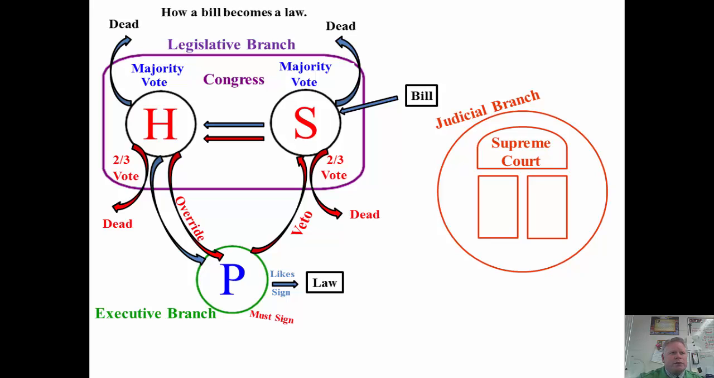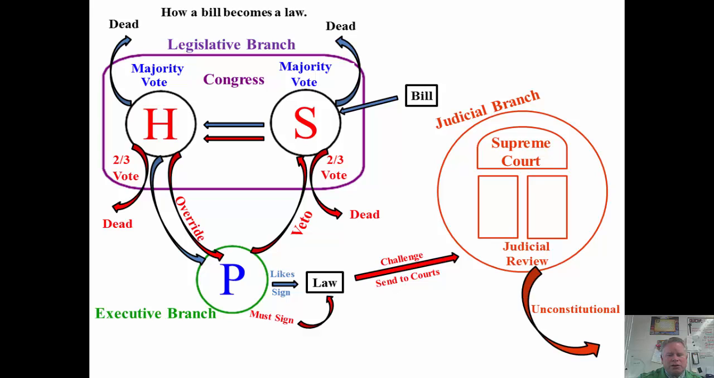Well, if he still doesn't like it, or if this law gets challenged, it can be sent to the court system, and they perform judicial review, which is to determine whether the law is constitutional or unconstitutional. If they find that it's unconstitutional, the law is dead. And if it is constitutional, then it is a law, and there's nothing anybody can do about it. And that, my friends, is how a bill becomes a law.